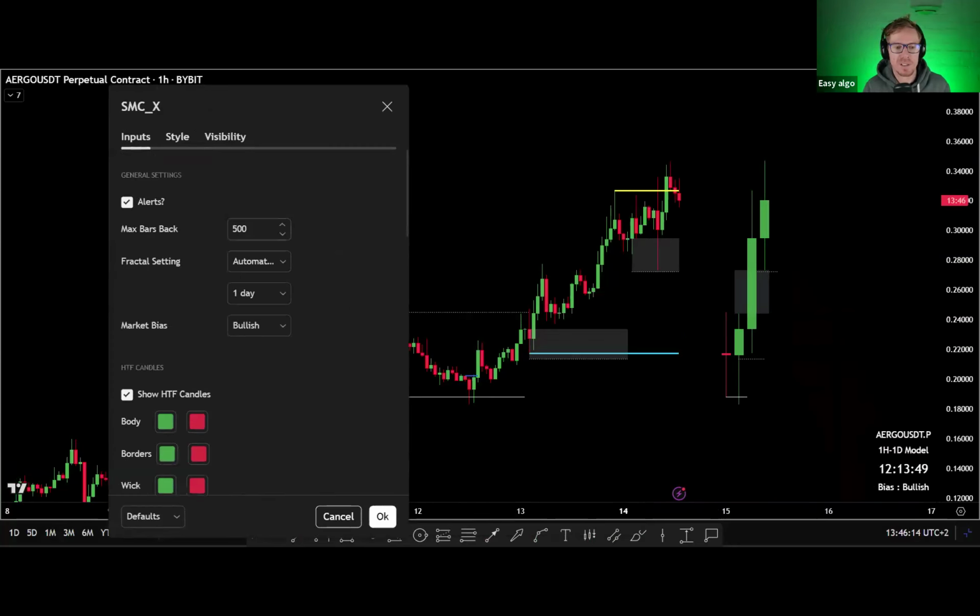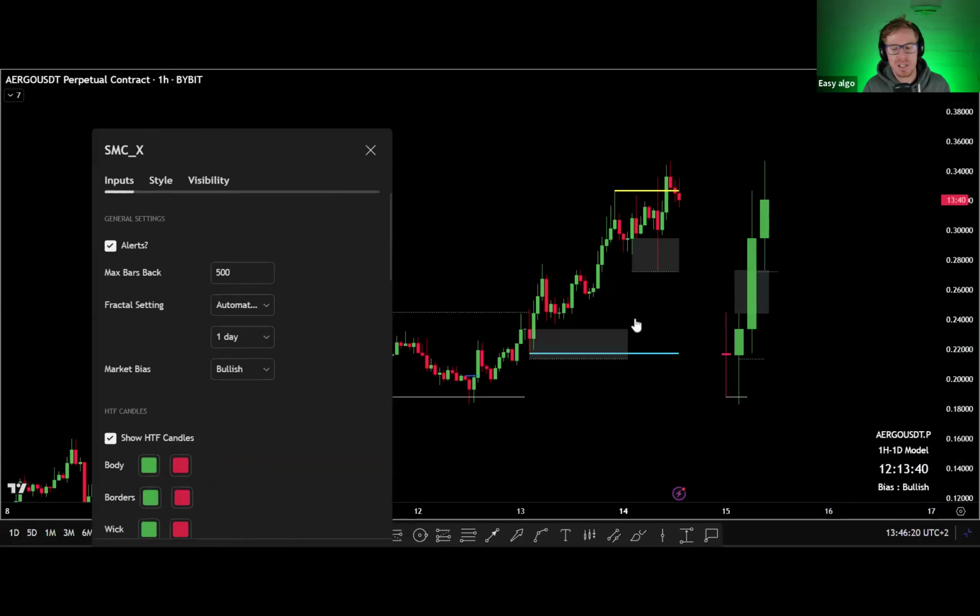So right now I've got it set to 500. I've got it on automatic. You can see I'm on the hourly chart and it's on the daily model. So the higher time frame right now is the daily, but I'm actually on the hourly chart projecting both at the same time.